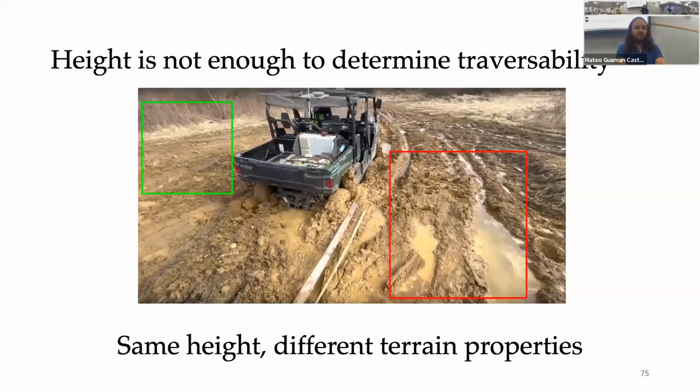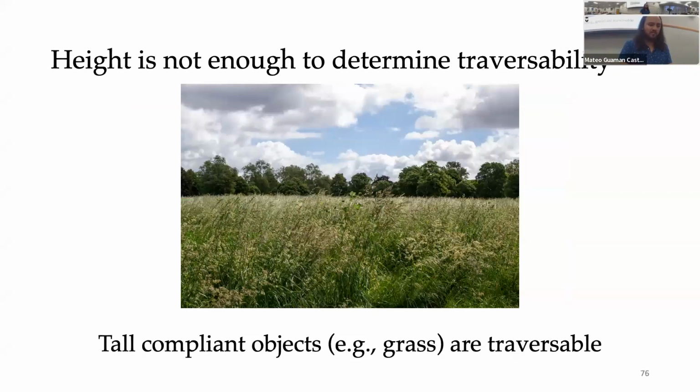There are a couple of fundamental flaws with this approach. One of them is that height is not enough to determine traversability. As I showed you before, these two parts of the trail are both about the same height, but they have wildly different terrain properties. The only reason we know that is because we're able to perceive, with our experience, that the left one is very muddy and sticky, versus the right one, which is more packed. So height is just not enough. You have to actually know something about the terrain properties.